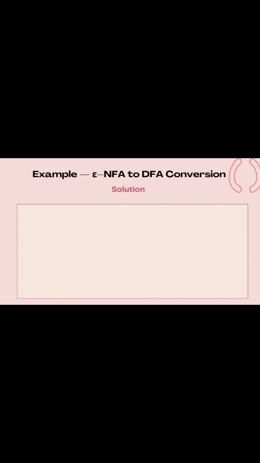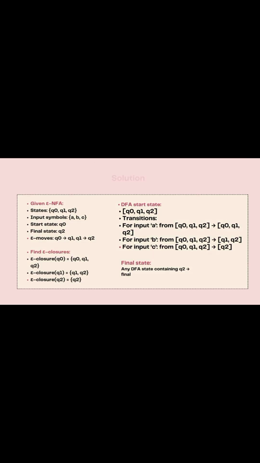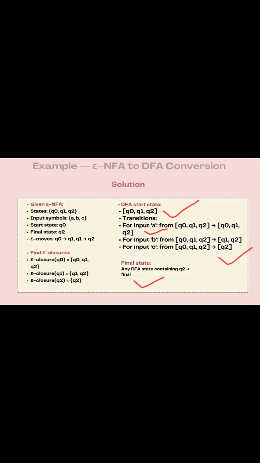Now let's understand this with an example. We have an epsilon NFA with the states Q0, Q1 and Q2, and the input symbols are A, B and C. The start state is Q0 and the final state is Q2. The epsilon moves are from Q0 to Q1 and Q1 to Q2, as we already saw in the example image. So the epsilon closure for Q0 is Q0, Q1, Q2. The epsilon closure for Q1 is Q1, Q2, and the epsilon closure of Q2 is Q2. And the DFA transitions are as below. Since Q2 is included, these become the final states.